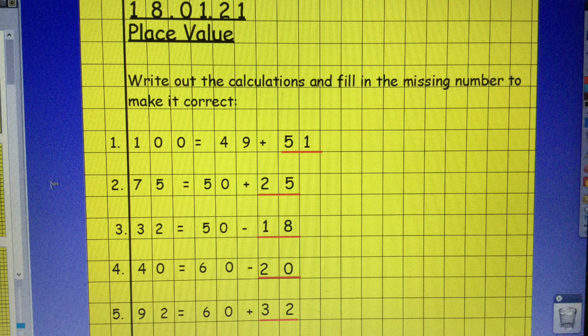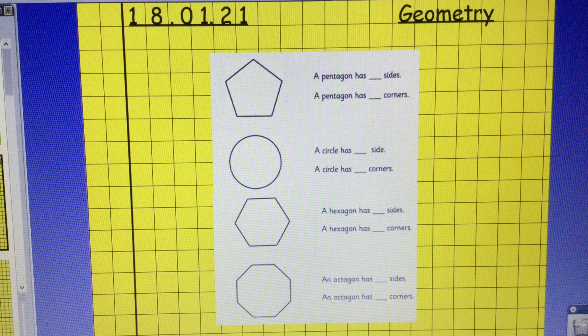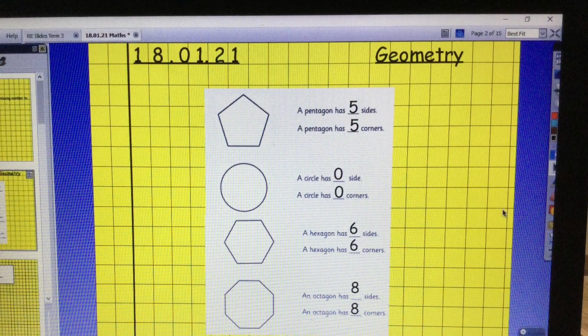And here are your answers to your place value questions. And for your geometry challenge today, you need to write down how many sides and how many corners each of these 2D shapes have. Pause the video now, have a real good look, and remember it's the sides and the corners that you're looking for. And here are your answers for geometry.